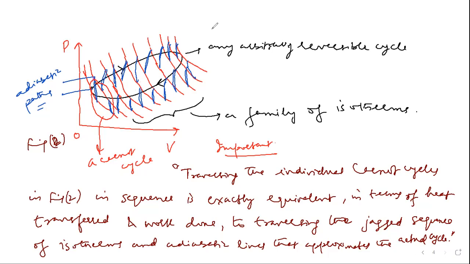Let me use another color. It is becoming messy, but I have to explain it. I think I will use the pointer. See, what is a jagged sequence? First, I go along this isothermal expansion, for example. Then I go along adiabatic expansion, then isothermal expansion, then adiabatic path, then isothermal expansion, then adiabatic path, isothermal, adiabatic, isotherm, adiabatic, isotherm. This will become like this. So let me make it on another side.